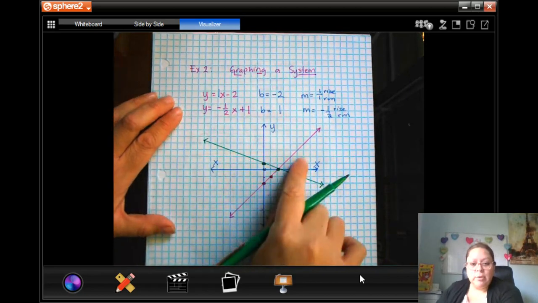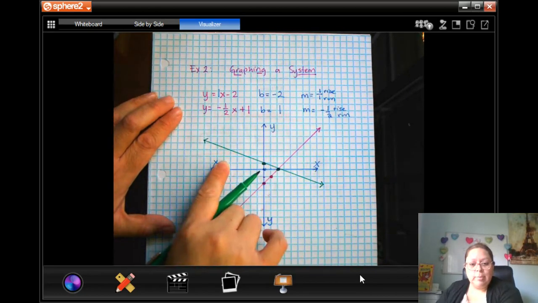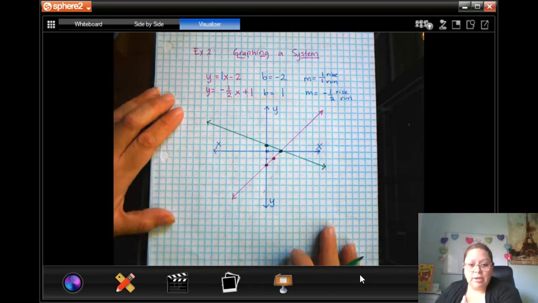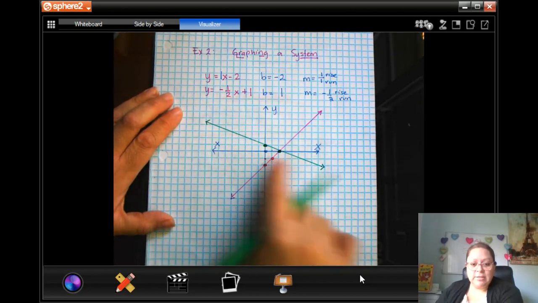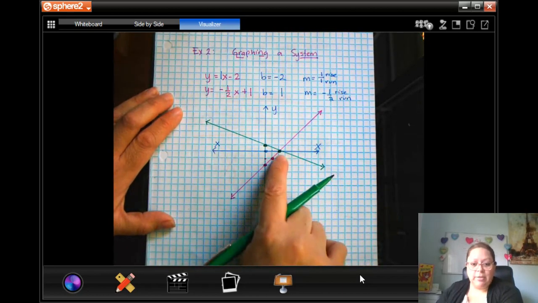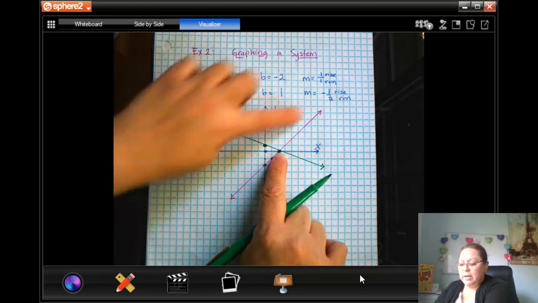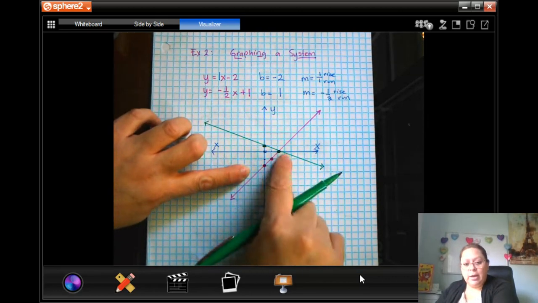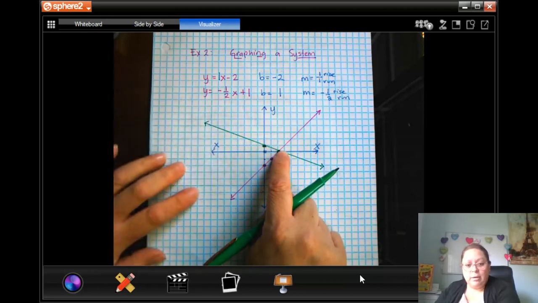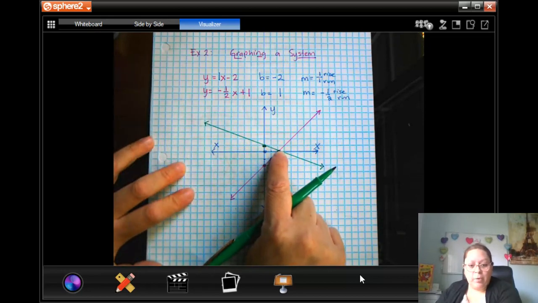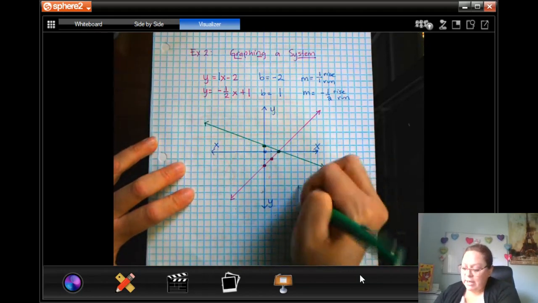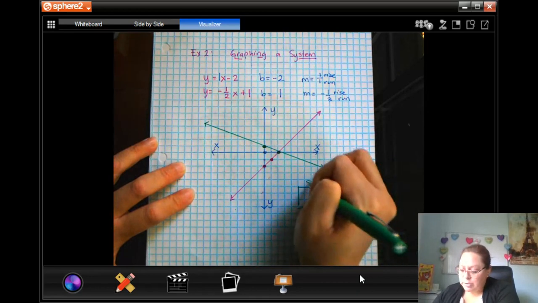Now we can find the solution of this system. So remember at the end, you have a solution that you have to find. If the lines intersect, there's a solution right there. Okay, so if you take a look at the pink and you take a look at the green, they intersect at this point. We need to find where that point is located because that's going to give us what we know to be our solution.